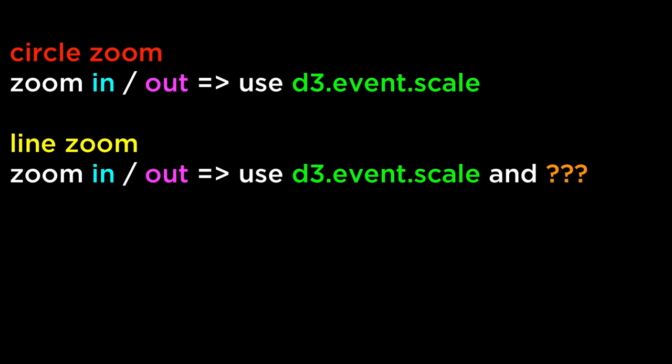However, for the length of the line, it's a bit harder to figure out how we can use the zoom multiplier. After all, in defining the SVG straight line, we do not actually define how long the line is. So we cannot tell D3 to multiply the length of the line by a multiplier.